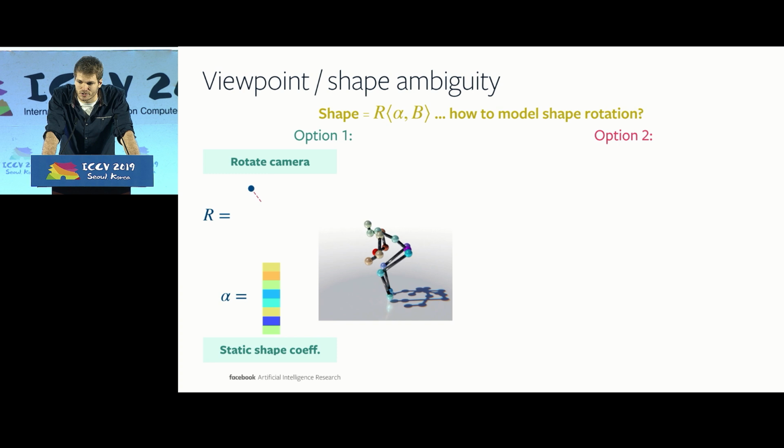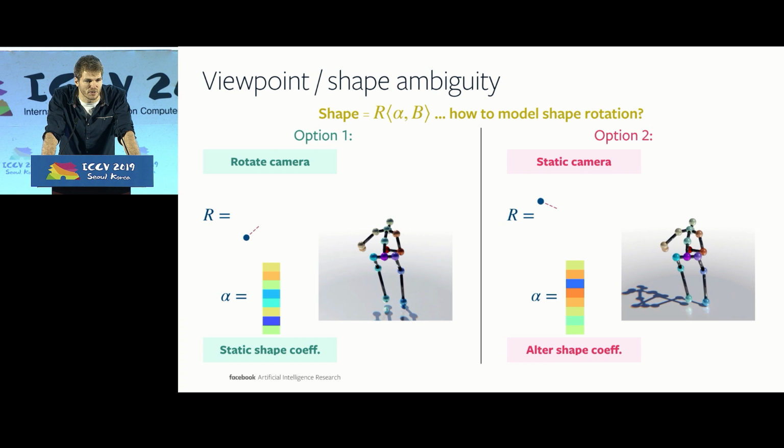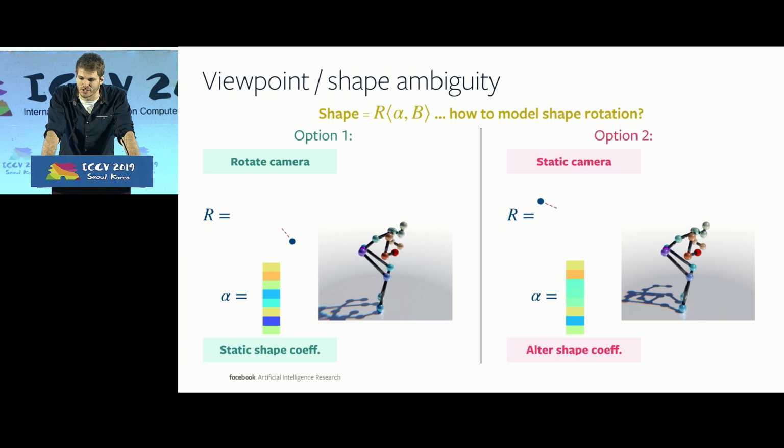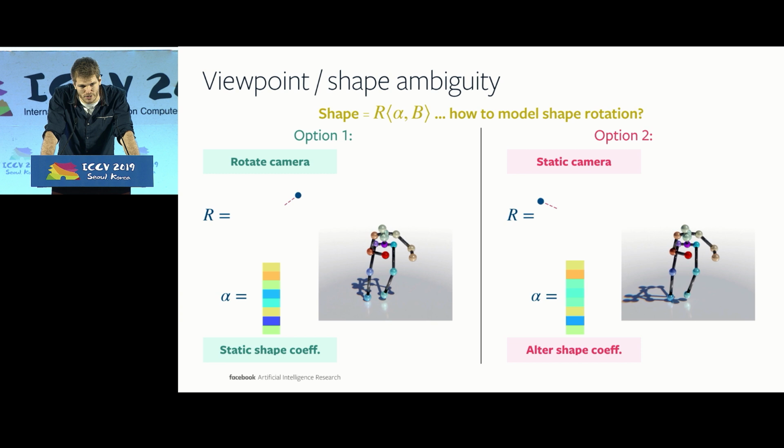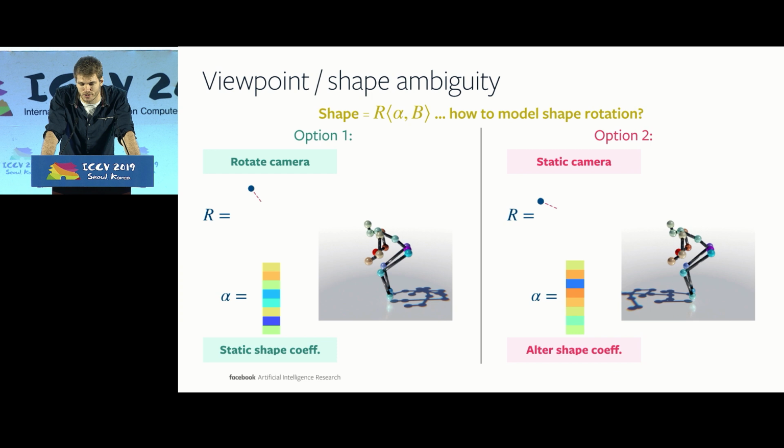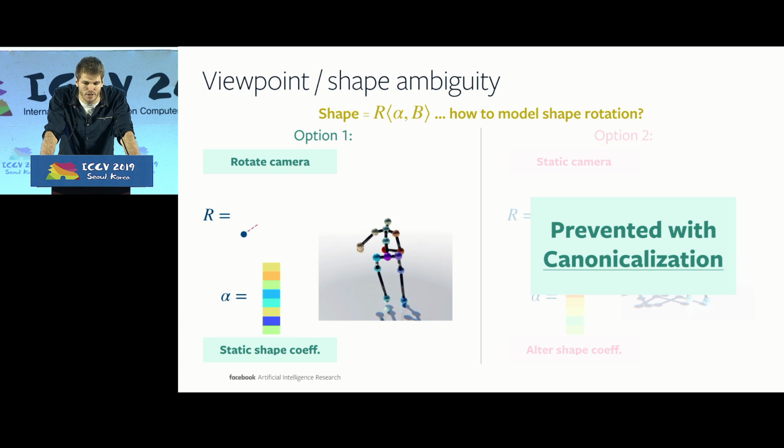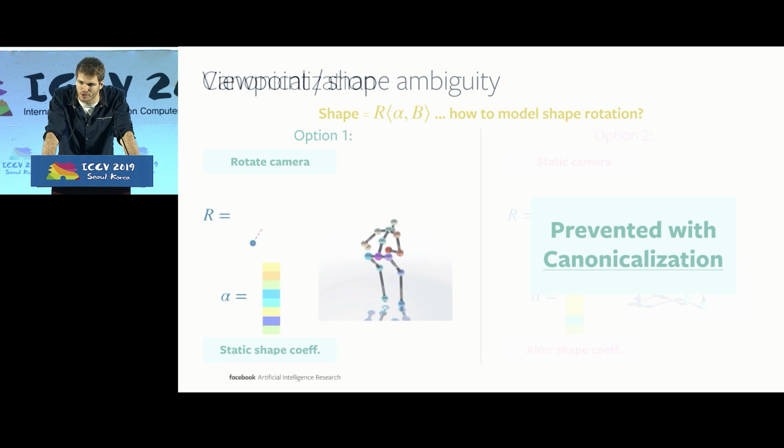However, there is also the second option, which is the core of the ambiguity, which basically says that we can keep the camera completely static, but then we can deform the coefficients or change the deformation coefficients such that the induced transformation is a rotation of the shape. And so this is a wrong thing to do, essentially, because this conflates the jobs of the camera matrix and the deformation coefficients, and it has to be somehow alleviated. And our main contribution here is that we propose this novel method, which is called canonicalization, which essentially resolves the ambiguity.